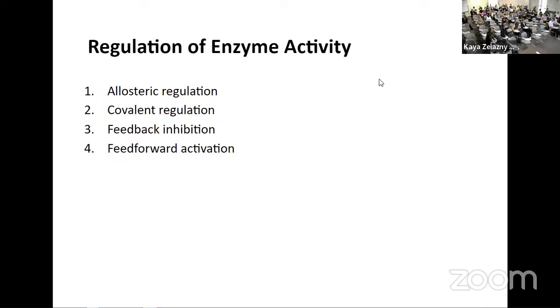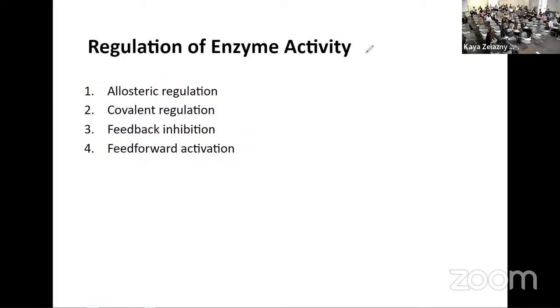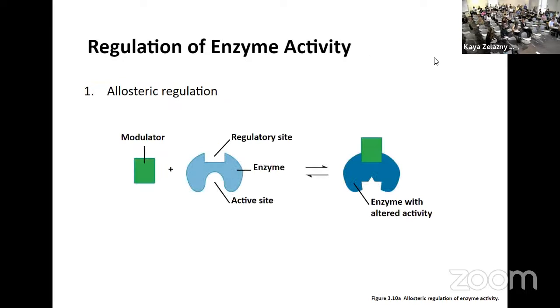Now they are numbered 1 to 4, but I tend to think about them in 2 groups. I think of allosteric regulation and covalent regulation as 2 contrasting things. And I think about feedback inhibition and feed forward activation as a separate 2 group thing. But we'll run through all 4. So we're going to start with allosteric regulation.